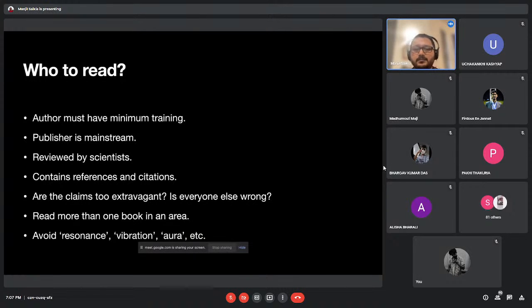then it's meaningless. Maybe that book is completely wrong. Who knows? So the publisher has to be mainstream, or it has to be reviewed by scientists. If the publisher is not mainstream, it has to be reviewed by scientists who say good things about the book or about the paper or something like that. And it has to contain references and citations. It should not be something like, okay, I believe that this and this is true.